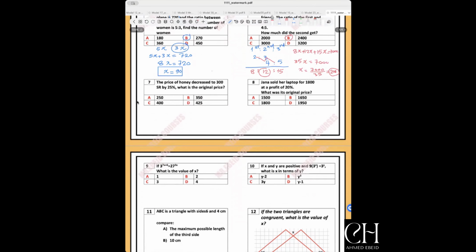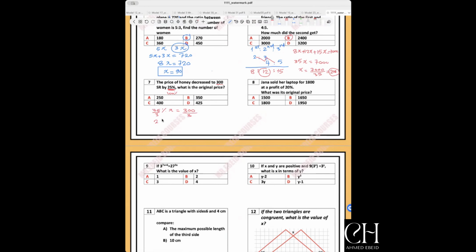Question 7. The price of honey decreased by 25% to 300 riyals. What is the original price? It means if you decrease the original number, which is 100%, by 25%, it will be 300. You just subtract 100% minus 25%, which equals 75% of the original price, which is x. This equals 300. You have a lot of methods to answer a question like this. You can divide both sides by 3.